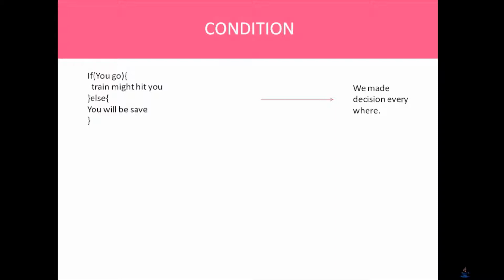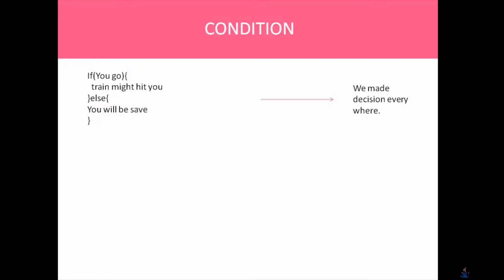You wake up early in the morning and you say, either I'm going to drink tea or coffee, or you might sleep at 9 or 10, or you might go for a walk, by bicycle or by motorcycle or by car, depending on the alternatives available. So we make decisions everywhere.